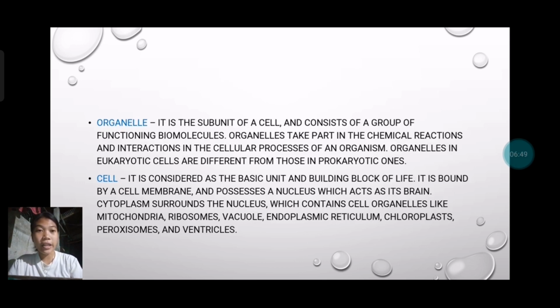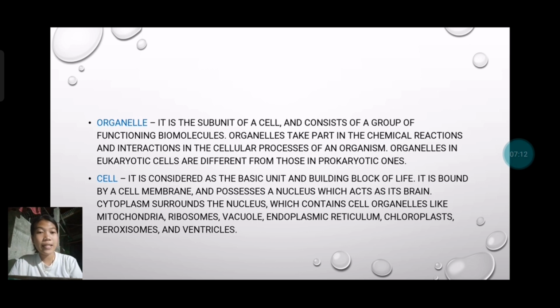Next is the organelle. It is the subunit of a cell and consists of a group of functioning biomolecules. Organelles take part in the chemical reactions in their interaction in the cellular processes of an organism. Organelles in the eukaryotic cells are different from those in prokaryotic ones.